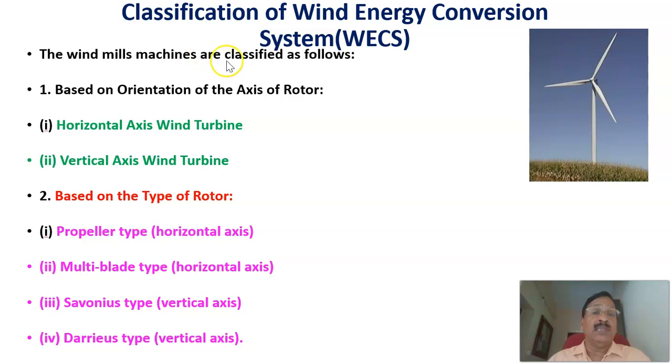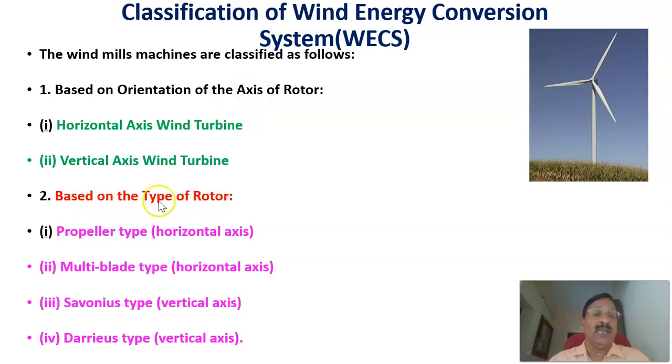The windmill machines are classified based on, one, the orientation of the axis of rotor, that is, axis of rotation. Based on that, they are classified as horizontal axis wind turbine and vertical axis wind turbine. That is based on the orientation of the axis.